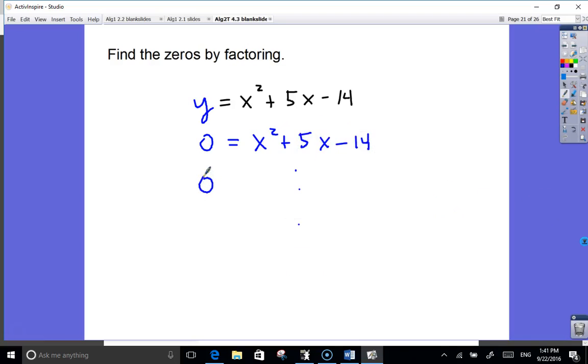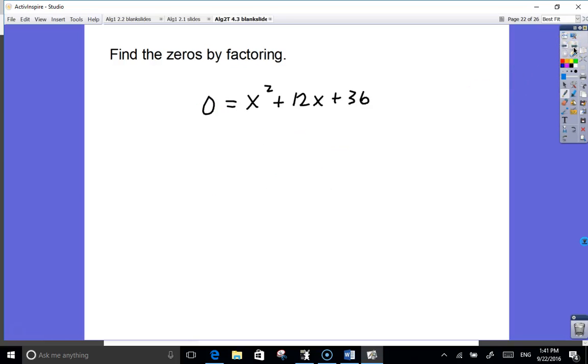Okay, so we're going to do that by factoring. What are the factors of negative 14 that add up to positive 5? Positive 7, negative 2. And so what are the solutions to that? Negative 7, positive 2. Okay, find the zeros by factoring.